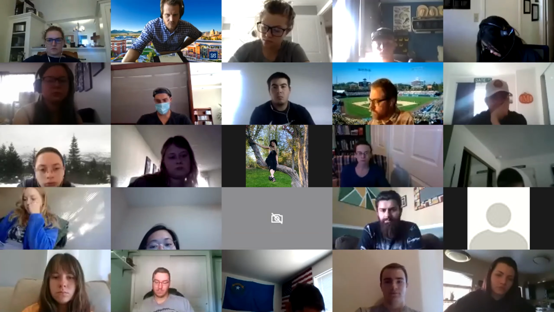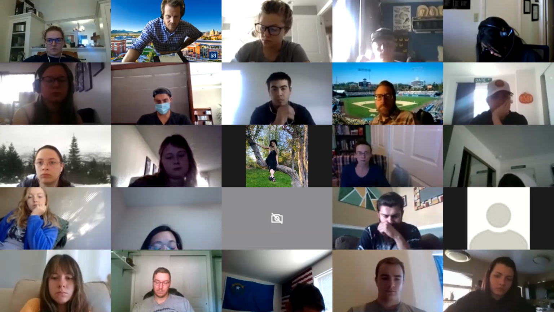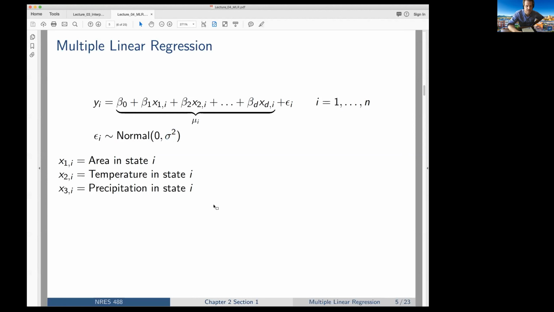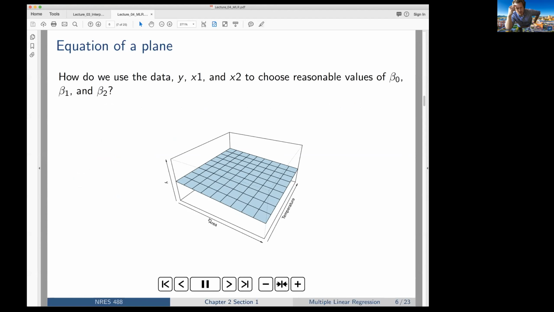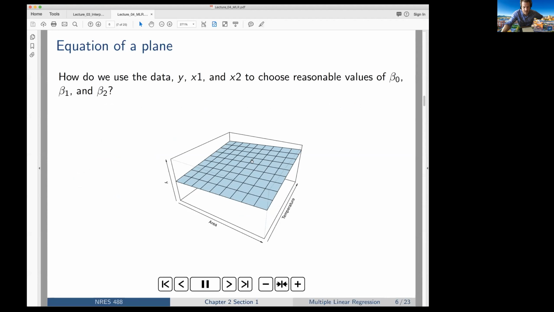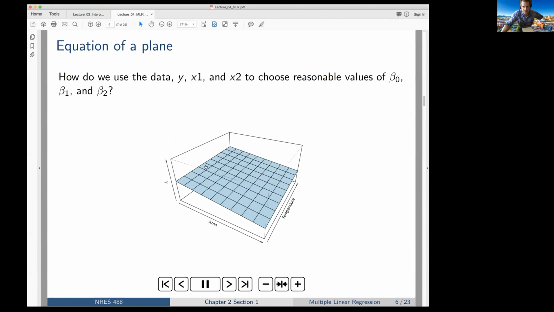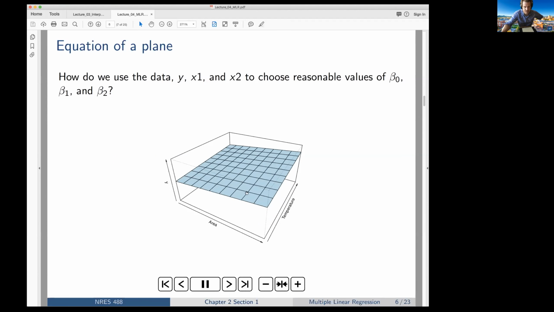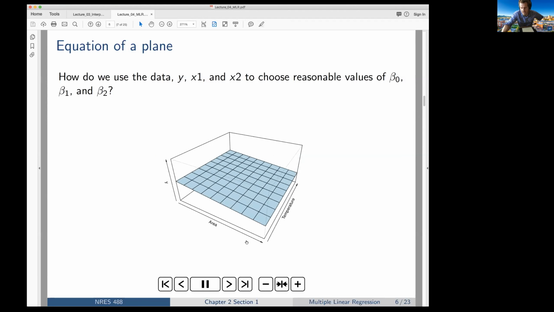And then the question is, which beta parameters best fit those data? And although it's hard to visualize with more than two covariates, R is going to be able to estimate that. So if we have two covariates, let's say area and temperature, we're trying to figure out which plane best fits our cloud of points in our data. Now, really, with the example for avian species richness, we have three covariates, but we can't visualize that easily.